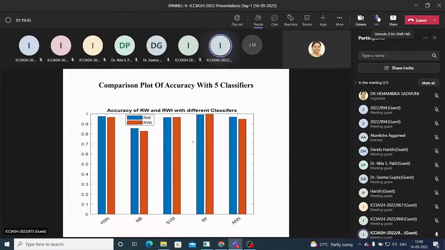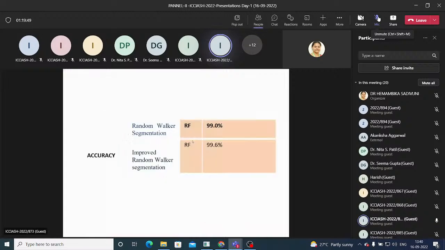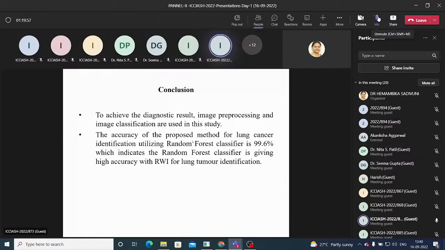With random walker segmentation, we got a result of 99%, and with improved random walker segmentation, we got 99.6%. In conclusion, to achieve the diagnostic result, image pre-processing and image classification are used in this study. The accuracy of the proposed method for lung cancer identification utilizing the random forest classifier is 99.6%, which indicates the random forest classifier is giving high accuracy with the improved random walker for lung tumor identification.